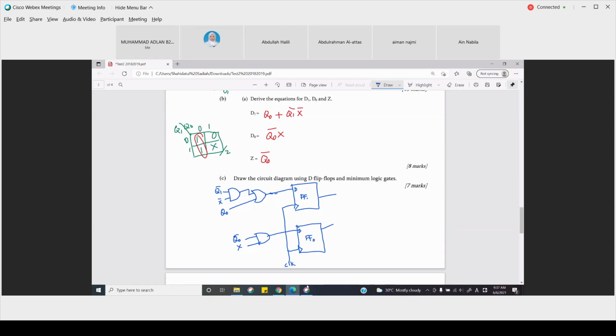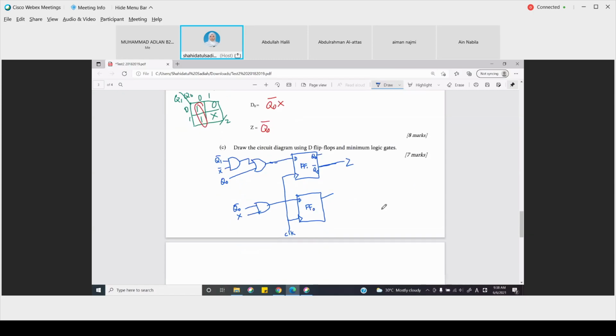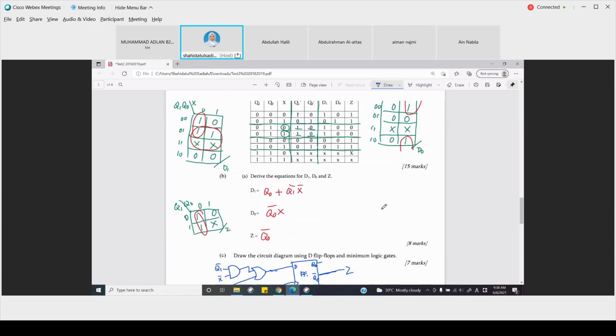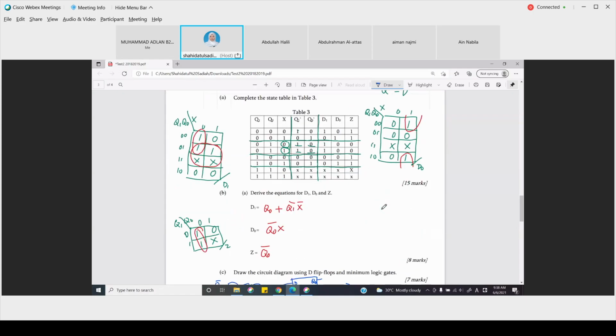Oh, yeah, and Z. Z is just Q0 bar. We can draw this is Q0 and this is Q0 bar, and this one is connected to Z. Or you can take this one and connect it with an inverter and that will be the Z, either one. So that's all for question 3.